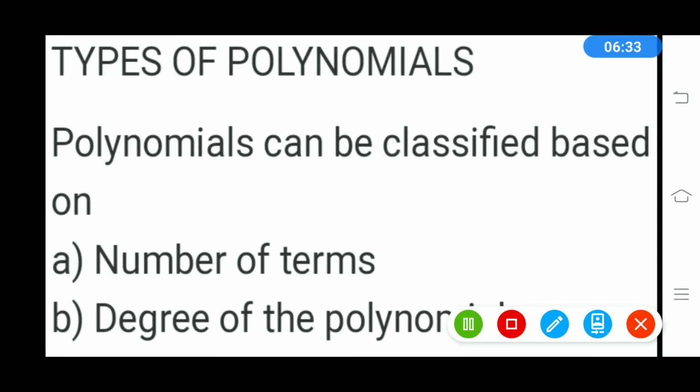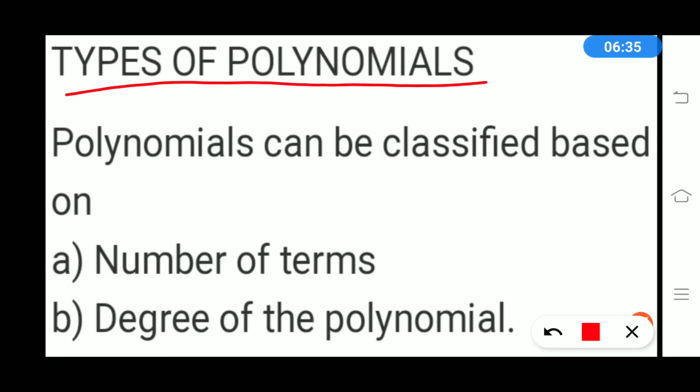Next is types of polynomials. Polynomials can be classified based on the number of terms and the degree of the polynomials. That means polynomials are of two types. Polynomials can be classified based on the number of terms, and another is the degree of the polynomial.